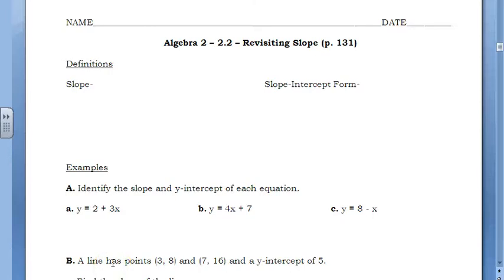This is Algebra 2, Section 2.2, Revisiting Slope. The first thing we have is a definition for slope. Slope is basically a rate of change. It measures how much something increases over a constant measure of, usually it's time, but even if we have undefined variables.